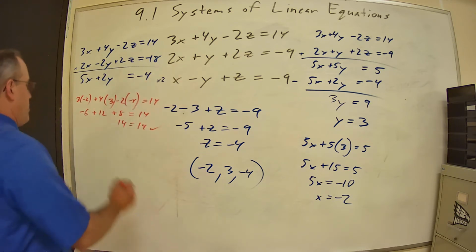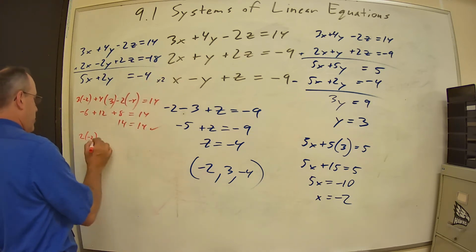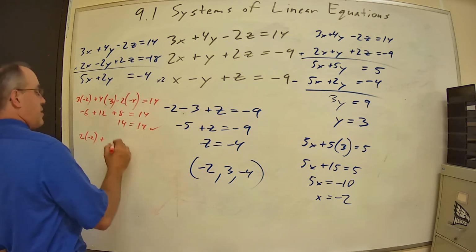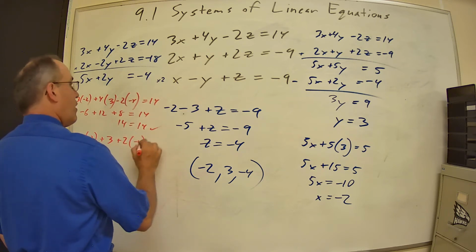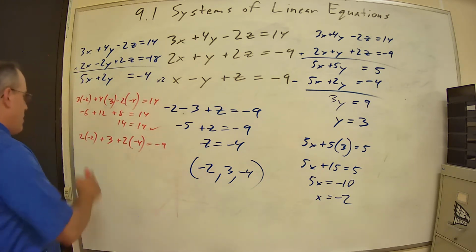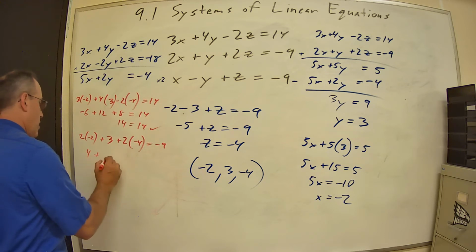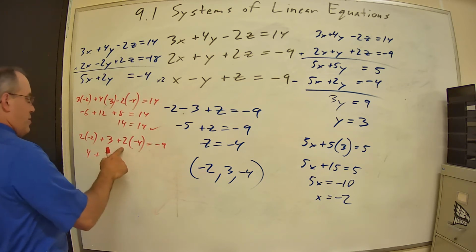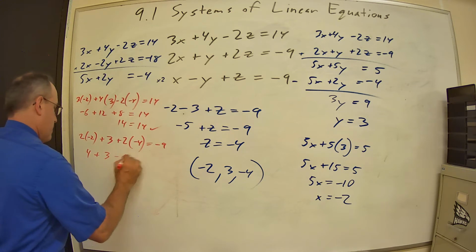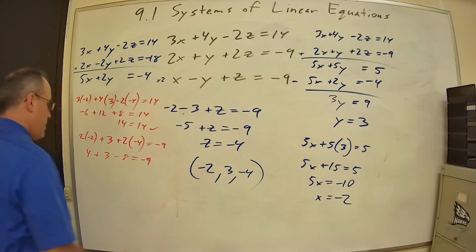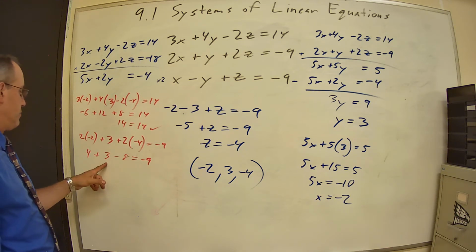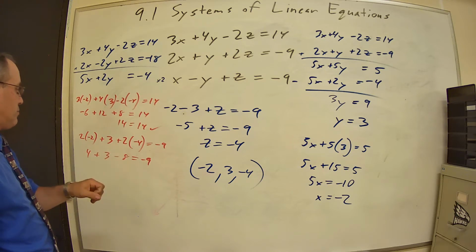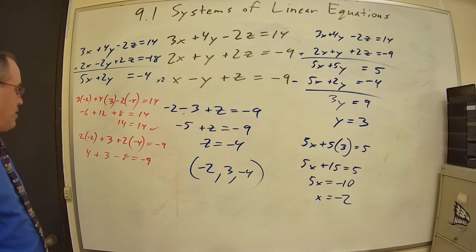Let's take the second equation. 2 times negative 2 plus 3 plus 2 times negative 4 is equal to negative 9. 2 times negative 2 is 4, plus 3. 2 times negative 4 is negative 8, minus 8 is equal to negative 9. 4 plus 3 is 7. Minus 8 gives me negative 1.